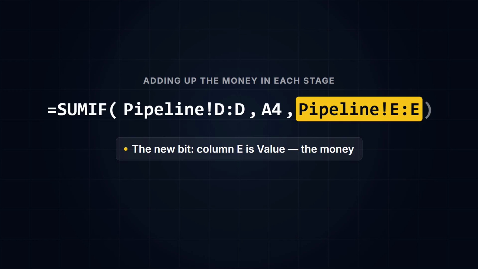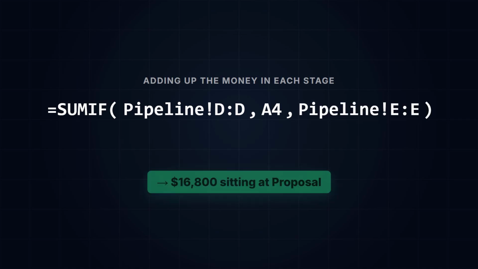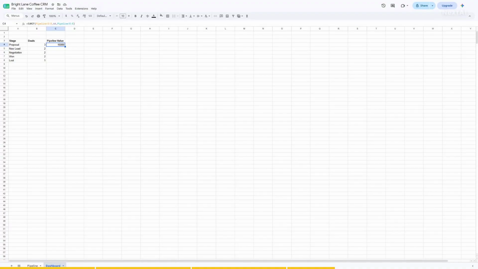The first 2 are exactly what we used before, the stage column and Proposal sitting in A4. The new bit is Pipeline, exclamation mark, E. Column E is Value, so that's the money. Press enter, $16,800 sitting at Proposal, added up from 3 separate rows.